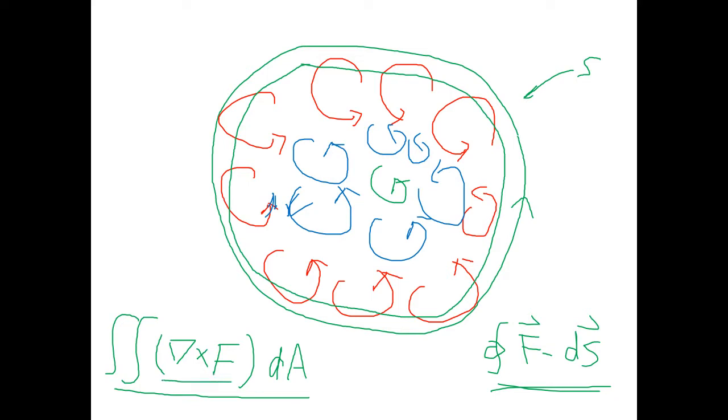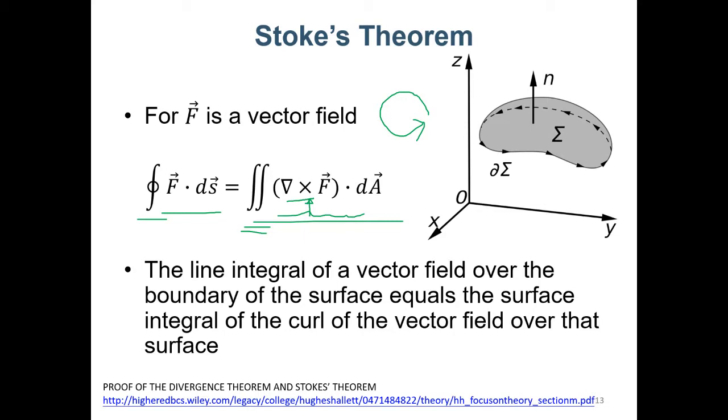So you can calculate the curl of the field, and then you integrate over the surface, and that equals the line integral over the boundary. So it is more or less what the Stokes theorem says. Actually, it is the 3D version of Green's theorem.